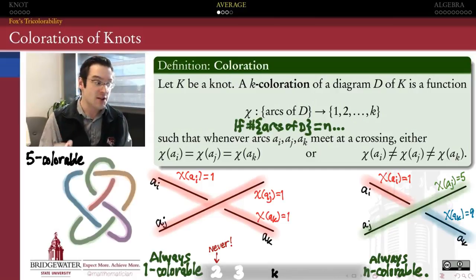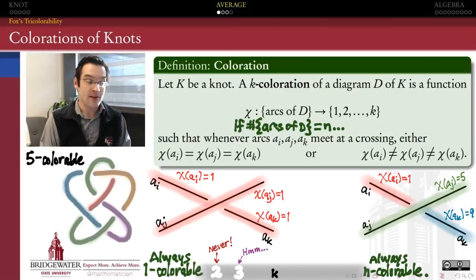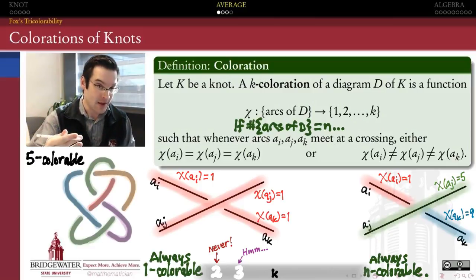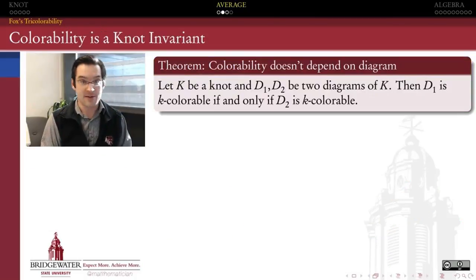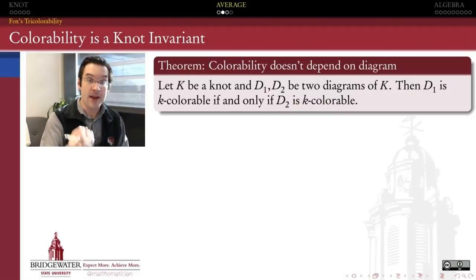So the first interesting value of k for which we can ask questions about colorability that aren't trivial is k equals 3. So we might start by asking ourselves whether or not a knot is 3 colorable. First of all, is that a knot invariant at all? And second of all, if it is a knot invariant, just how powerful of an invariant is it to distinguish between different knots? First of all, is colorability actually a property of knots, or is it a property of diagrams?